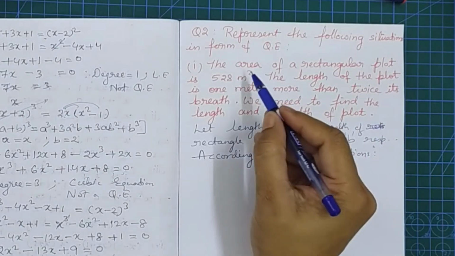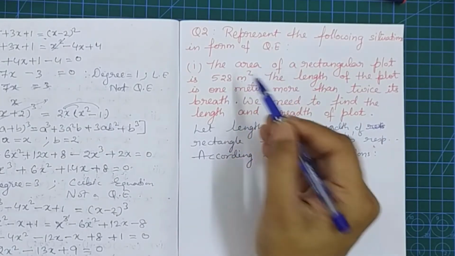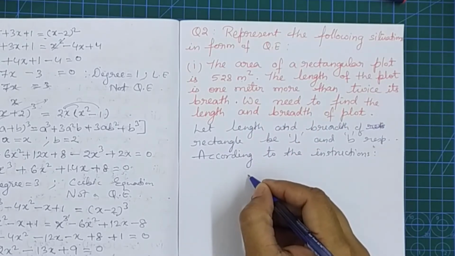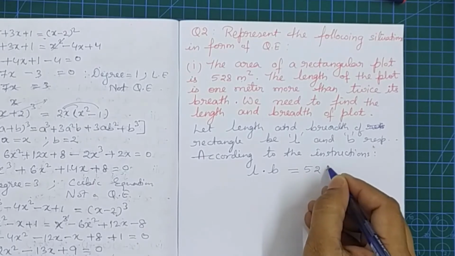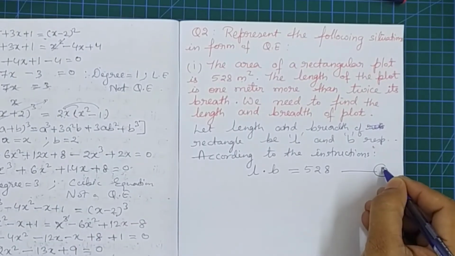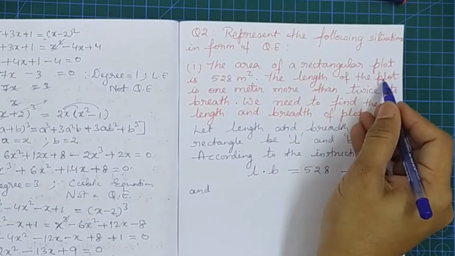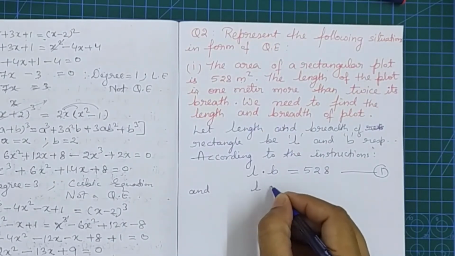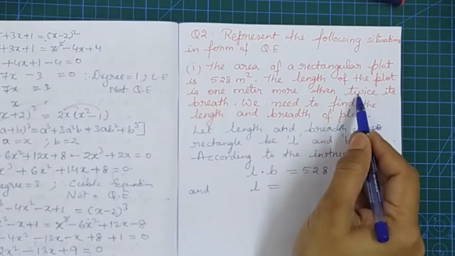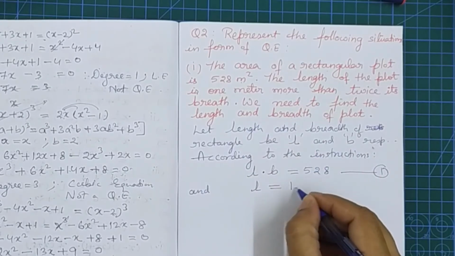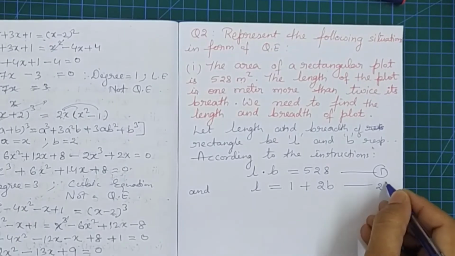According to the instructions, the area of the rectangular plot is 528 square meters. So area is length into breadth, which is 528. Call this equation 1. And the length of the plot is 1 meter more than twice its breadth. Call this equation 2.